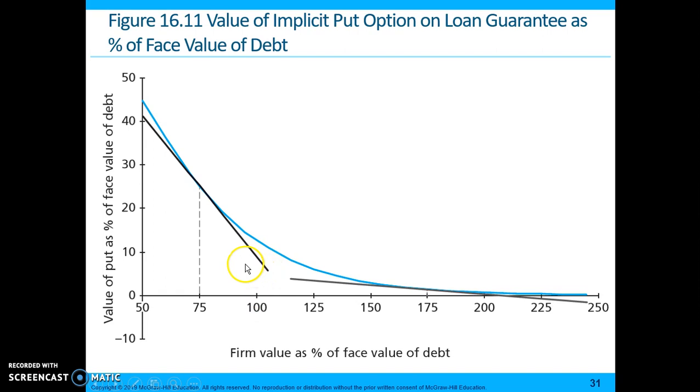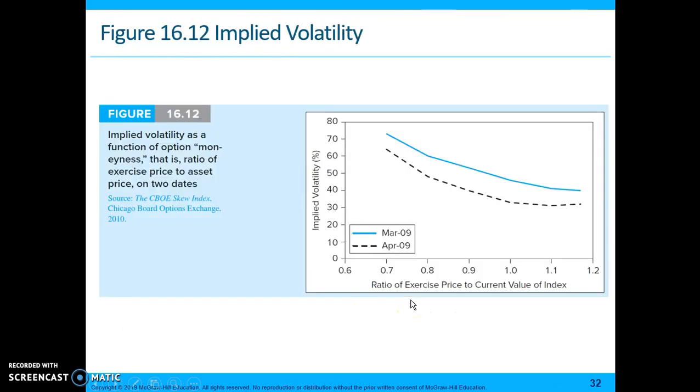Figure 16.11 just gives an idea. It compares the value of the put as a percentage of the face value of the debt, and the firm value as a percentage of face value of debt. If we're at 100%, or below, the likelihood of the option being exercised is much greater, as opposed to if we have an equity position.